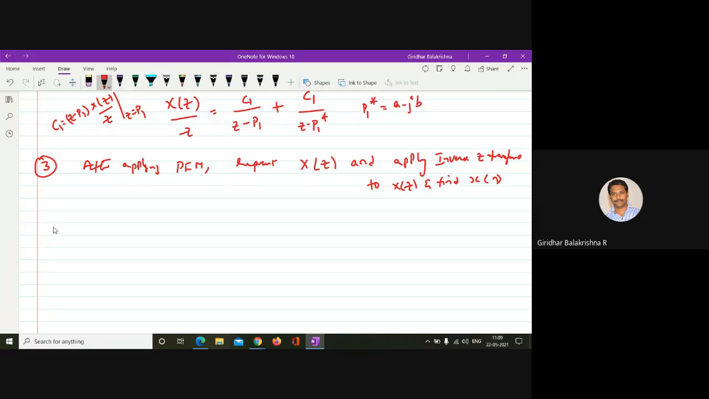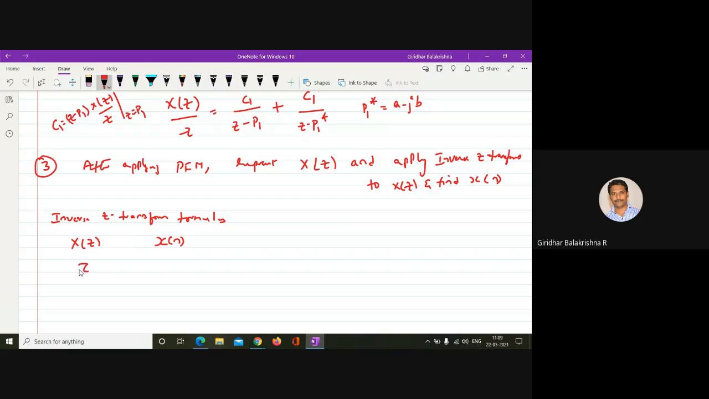Write down inverse Z transform formulas. So if we have X(z), what is its inverse Z transform? The inverse Z transform of X(z) is x(n).